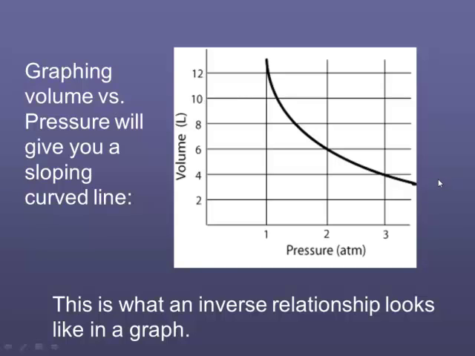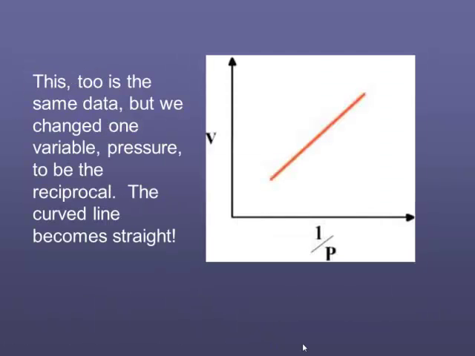Now think about it in the reverse. If I lower the pressure, then the volume will steadily increase. Okay? This is what an inverse relationship looks like when you graph it. This is the same data. I know it doesn't look like that, but it's a straight line, you'll notice.